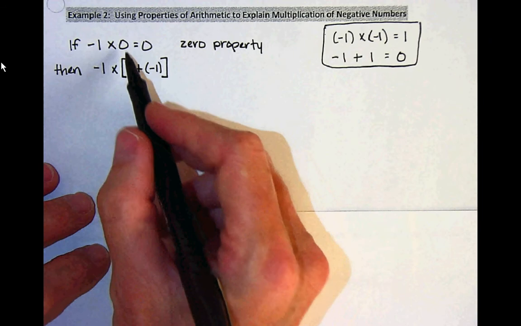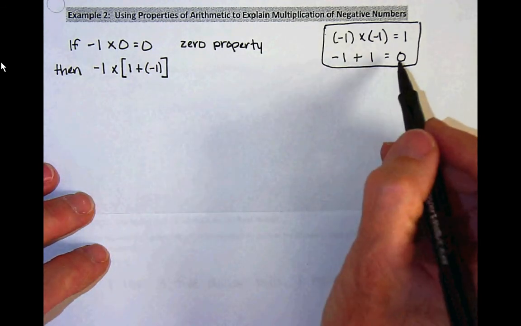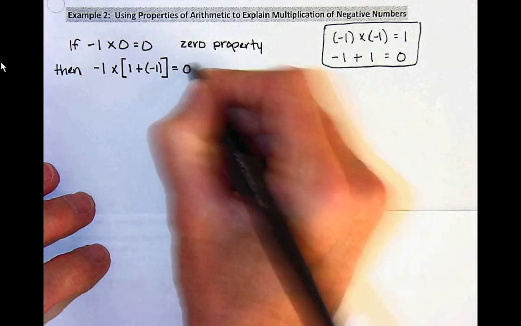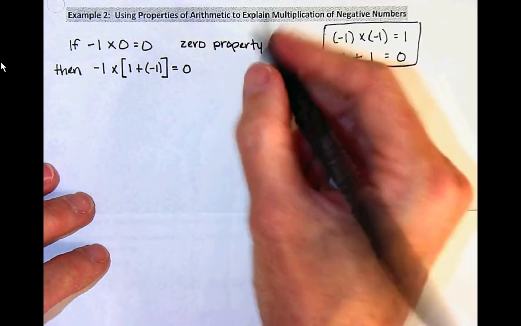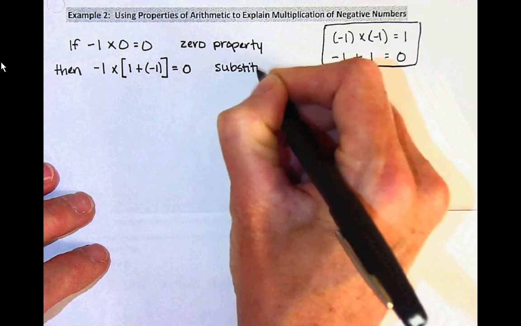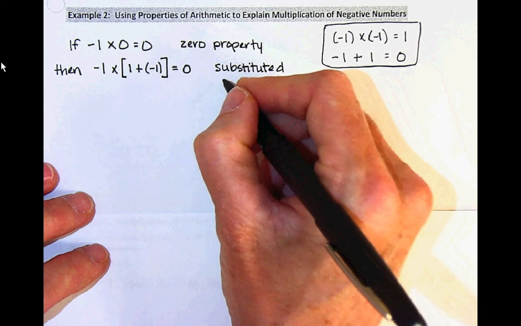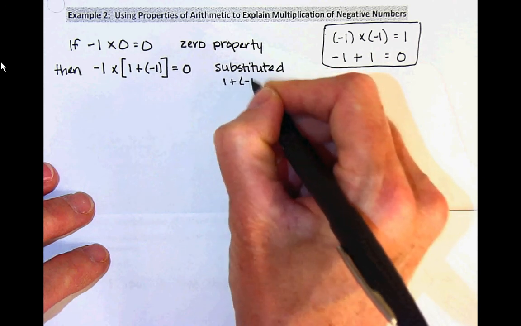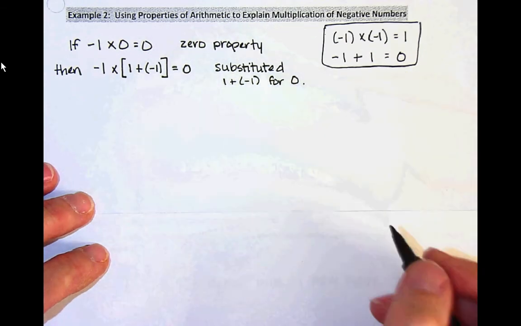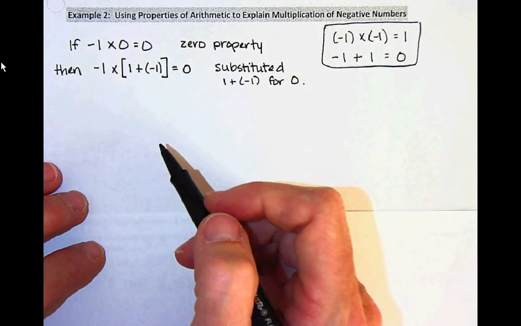So I've replaced the 0 with this expression because we've already said that 0 can be equal to this, and that is also equal to 0. So we have substituted 1 plus a negative 1 for 0. That's all we did here: took out the 0 and replaced it with 1 plus a negative 1.